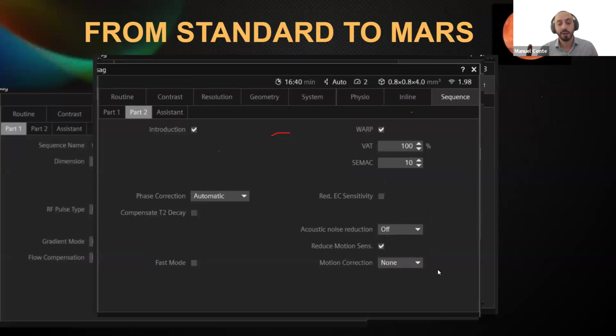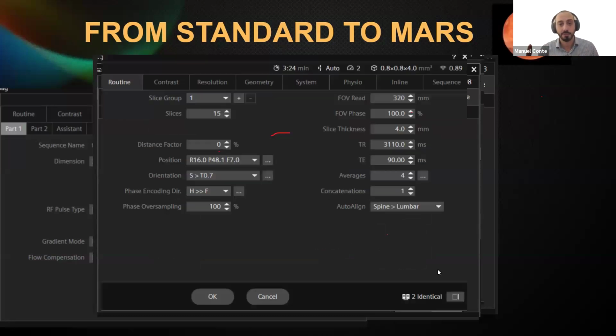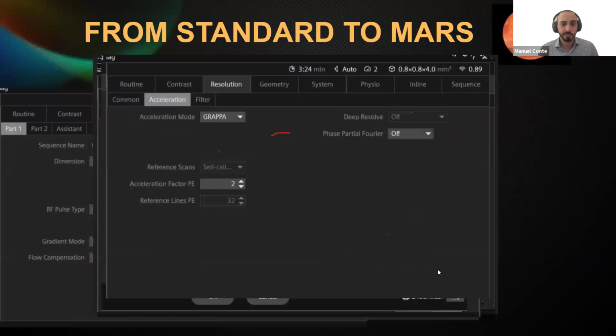So let's say you don't have compressed sensing, so we can make other changes. For example, we can decrease the slice thickness. We can make the images more resolved, so we can decrease the FOV. But remember, if you decrease the FOV, you also decrease the SNR. Another thing that we can do to make the scan faster is to use GRAPPA.